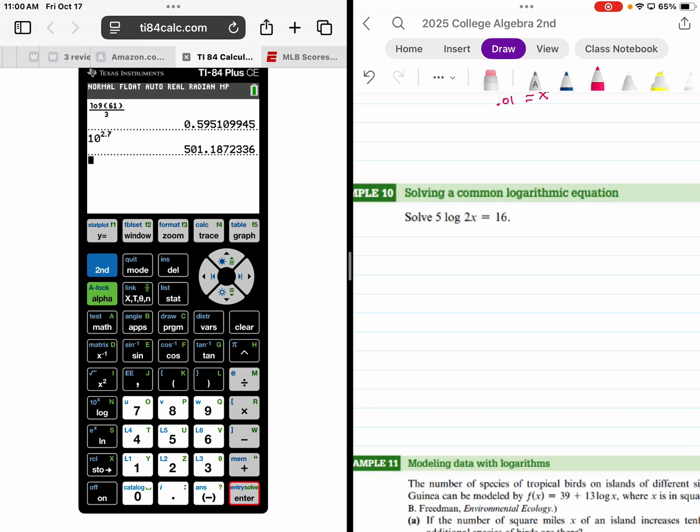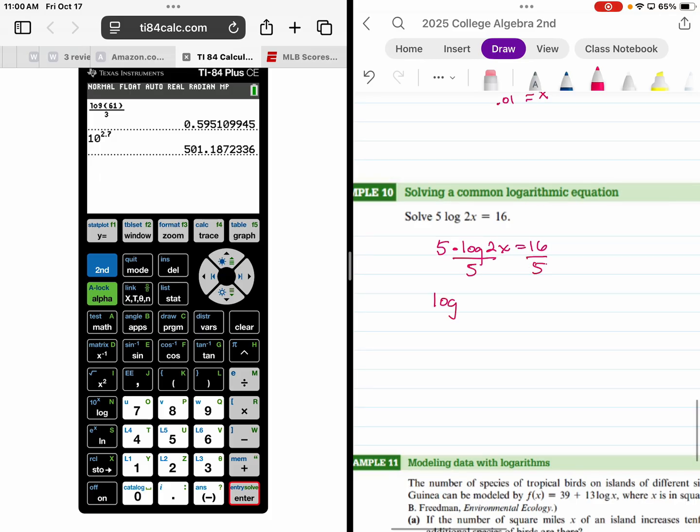It says 5 times the log of 2x equals 16. I cannot rewrite it as 10 to a power because of the 5. So what I'm gonna do is divide by 5, and I get log of 2x is equal to 16 fifths.